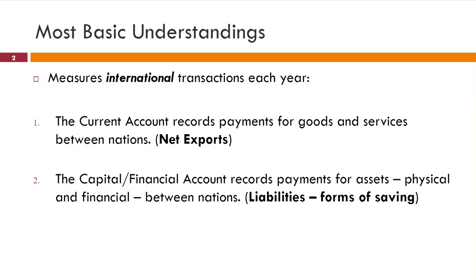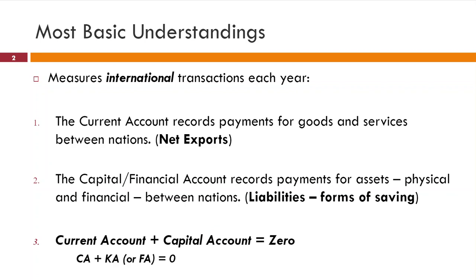And that word assets, and therefore that word liabilities, is also going to become really critical here. The capital and the financial account are technically two different things, but for the AP exam, they compile them into one total idea. And I believe they use the word capital most often. But for our purposes, we're going to bounce a little bit back and forth. We can call it either the capital account or the financial account along the way. The third and most important thing to understand is that these two accounts have to add up to zero.